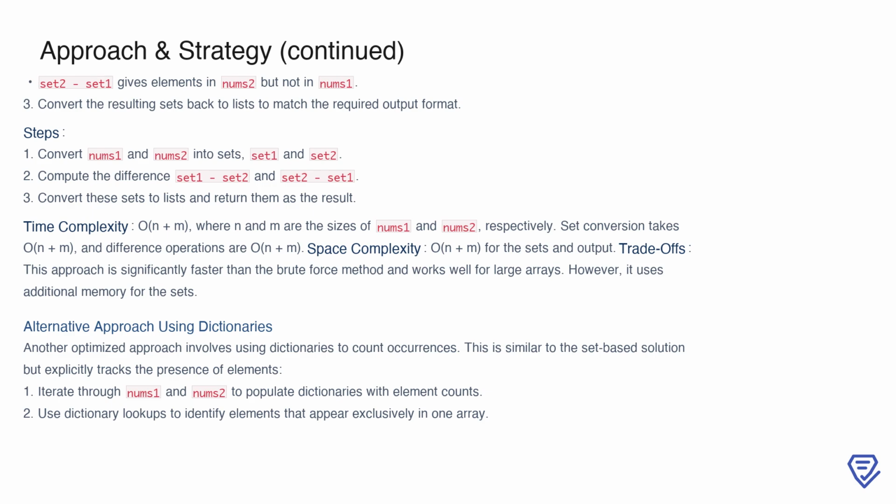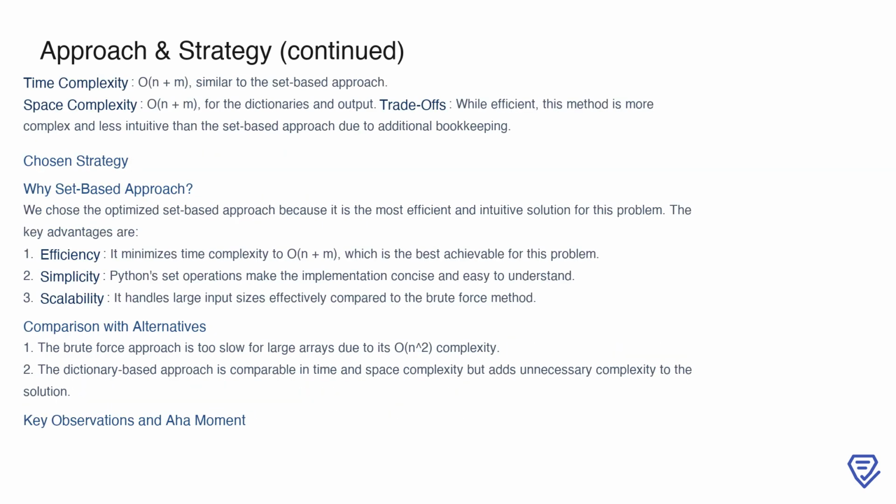Another optimized method involves using dictionaries to count occurrences of elements in the arrays. By iterating through each array, we populate dictionaries that track the frequency of each element. Then, we use dictionary lookups to identify elements that are unique to one array or the other. This approach has a similar time and space complexity to the set-based method, O(n + m), but it introduces additional complexity due to the need for bookkeeping. While dictionaries offer an alternative solution, they are less intuitive and involve more steps than the set-based approach.